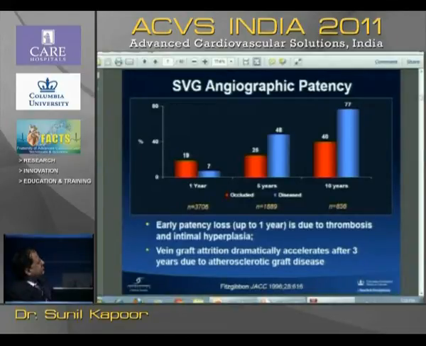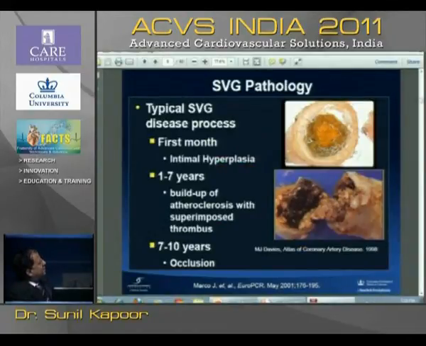Now, a typical SVG graft has a disease process. In the first month, there is intimal hyperplasia. At 1 to 7 years, there is a buildup of atherosclerosis with superimposed thrombus. At 7 to 10 years, there is an occlusion.